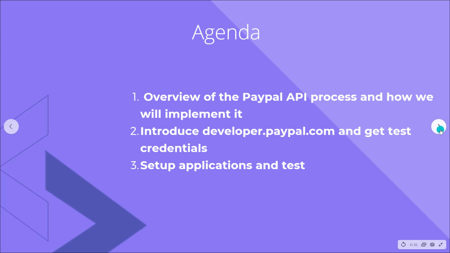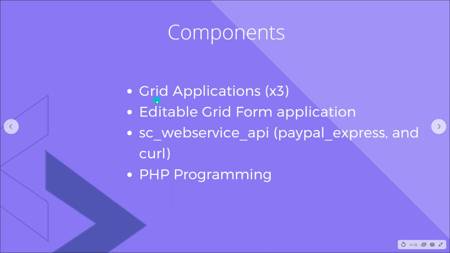So here are the components that we have. We have 3 grid applications that we're going to be using, and then 1 editable form application. We're also going to be using the SC Web Service API for PayPal Express and then curl to get the results of the transaction, and then a good amount of PHP programming. So this is a more complicated one. There's a lot going on in this one.